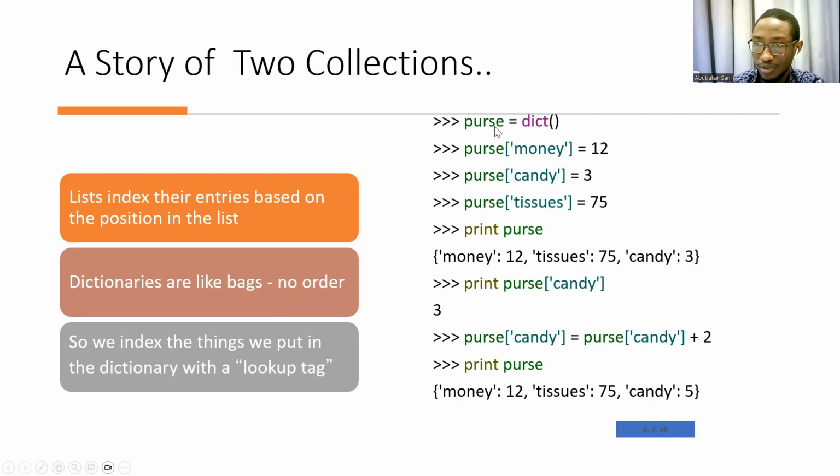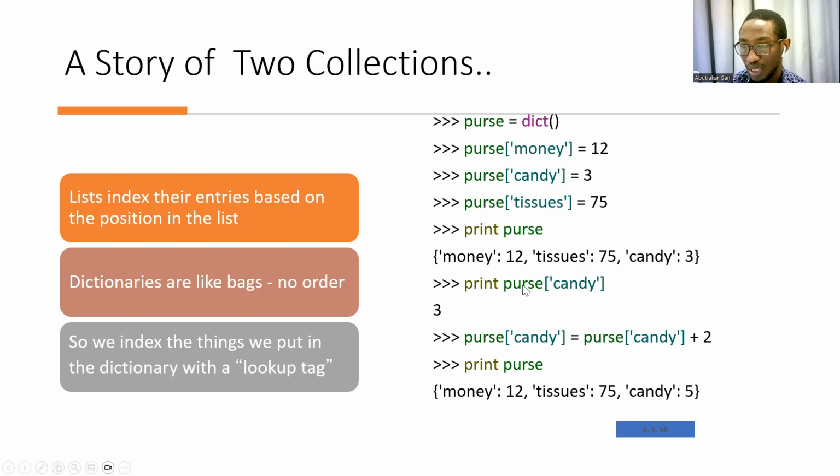For example, we have purse. You have a bag and it's an empty dictionary. Inside this purse now we want to add elements. Remember, initially when we have a list, what do you do? You will say maybe list append and we start to put things, right? Or list element 0 becomes 12. But here we say purse money is 12. We are putting, let's say, $12 in the purse. We are putting 3 candies in the purse and 75 leaves of tissue. When you print the purse, you can see we have 12 money, tissues, and candy, 3 of them. You can see there is no order.